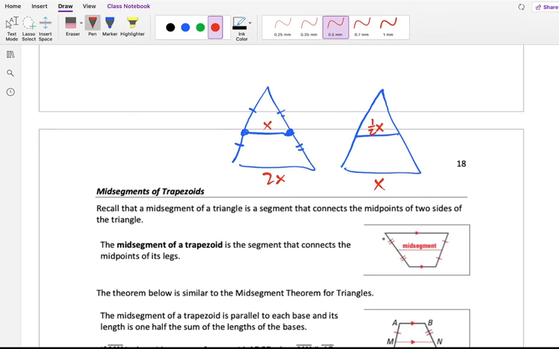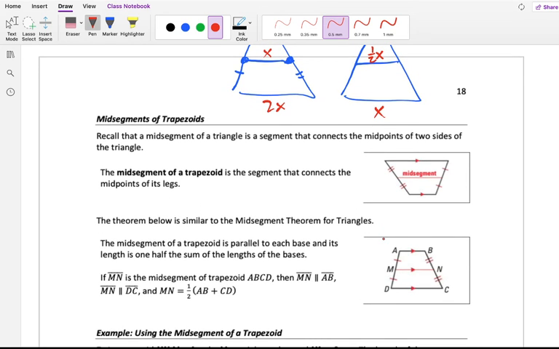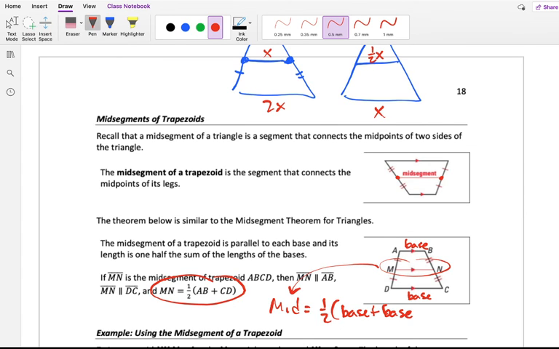So midsegments in trapezoids are the same exact idea. A midsegment is only one of them. So unlike triangles that had 3 of them, there's one midsegment, which is going to connect the 2 legs, okay? And it's going to be parallel to the bases. And it also has this neat property right here that I'm going to summarize in words. So basically, the midsegment is equal to 1/2 the length of the base plus the base. So that's the length of this base plus this base. Do half of that, and that will equal the midsegment.